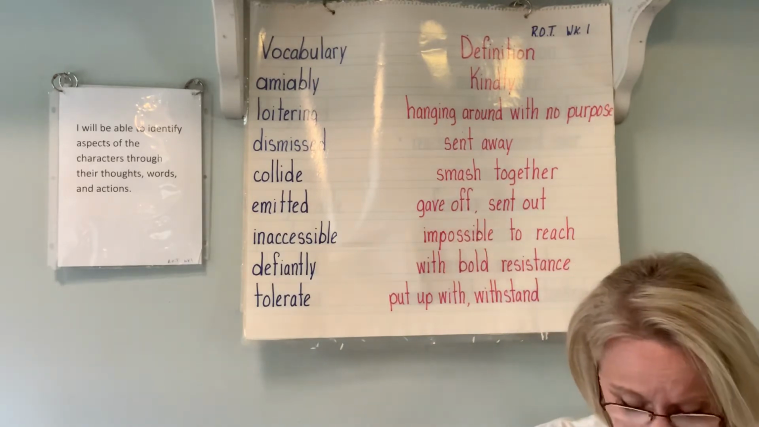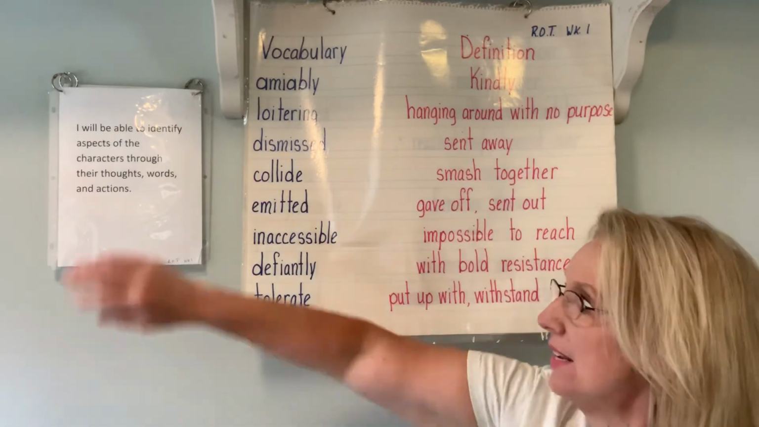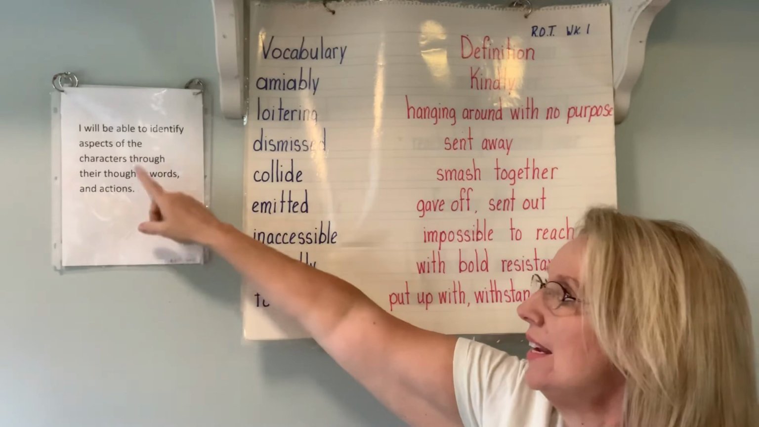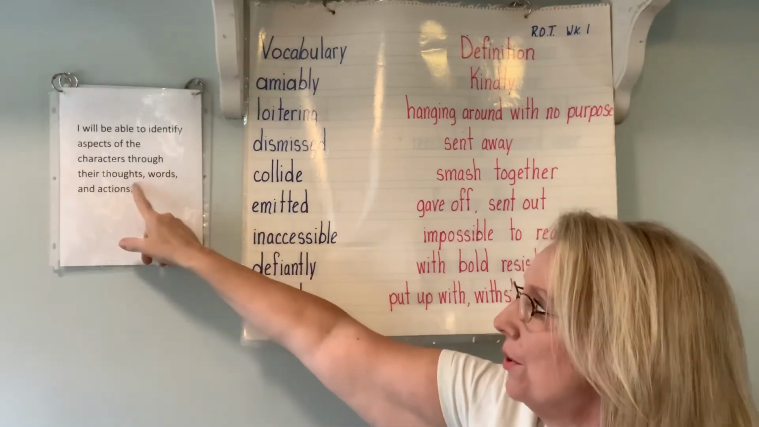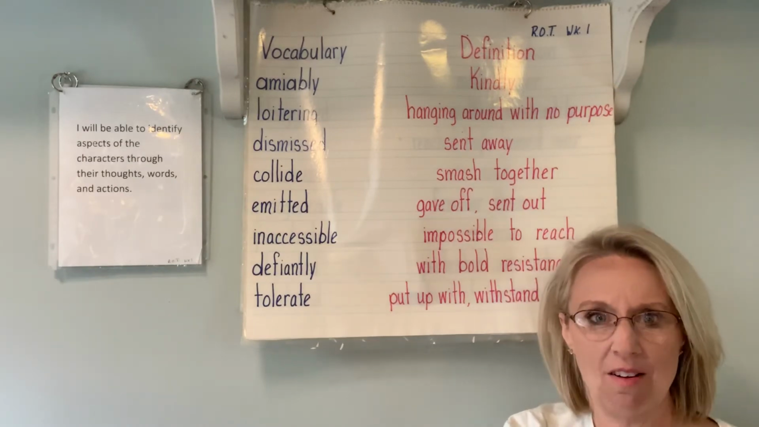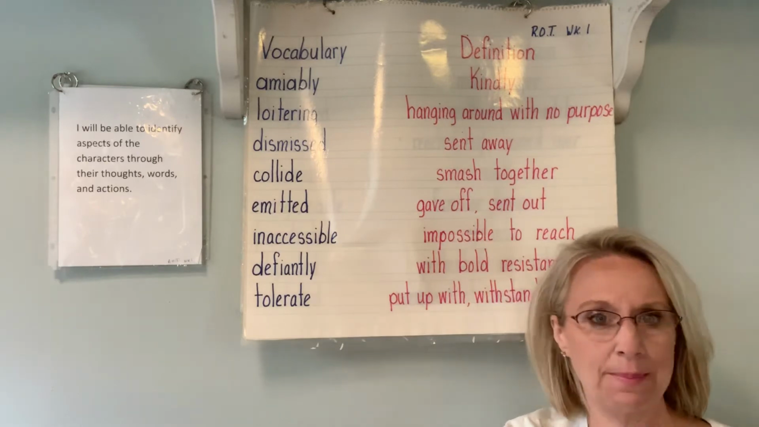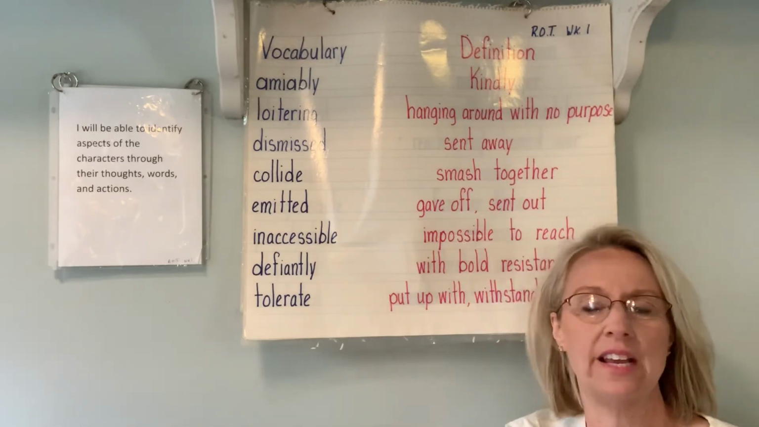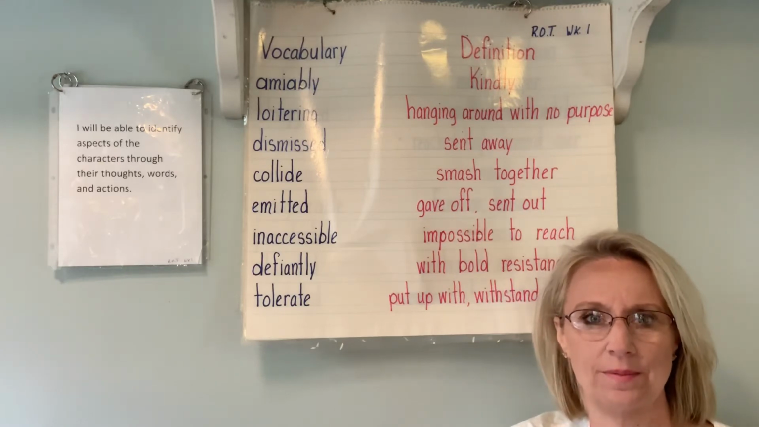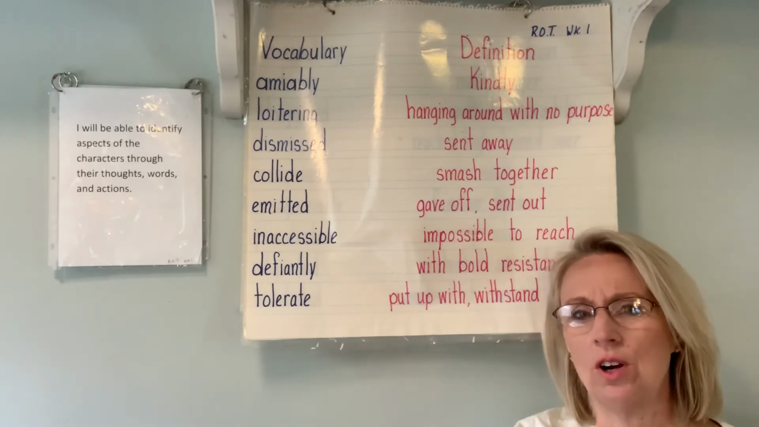Now, before I started reading, I said I wanted you to think of Stacy, and that goes back to our end in mind here, of identifying an aspect of the character through his thoughts, his words, and his actions. Based on the reading, what is an aspect of Stacy's character that you can pick out here? I want you to just jot it down anywhere on your Teen Talk. What did you learn about Stacy?